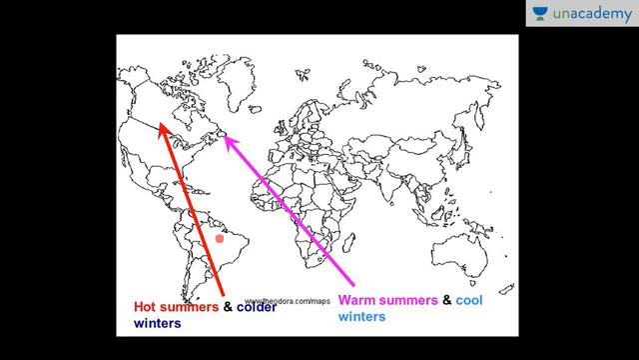So the range of temperature in the interior parts is high. The range of temperature in the coastal area is low, right? Why? Because the sea has a moderating influence on the coastal areas. Similarly, the climate in Mumbai will be different from the climate in Delhi. Why? Because the Arabian Sea has a moderating influence on the climate of Mumbai, right? So the temperature range in Delhi will be more than Mumbai.